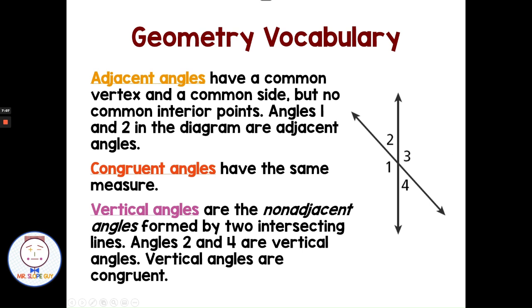So if I know one measure, I automatically know the other. If angle 1 is 120, angle 3 has to be 120. If angle 2 is 60, angle 4 must be 60. And that happens every time we have two lines that cross. We make vertical angles, and vertical angles would be equal. 2 and 4 would be equal, 1 and 3 would be equal. And congruent just means same measure.